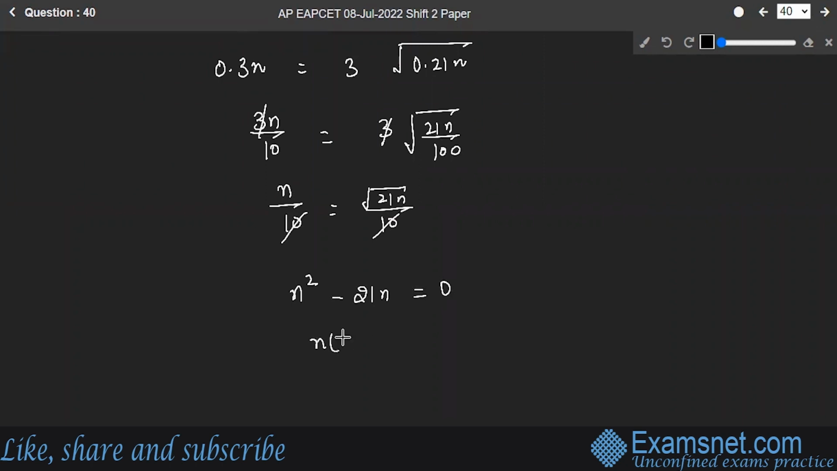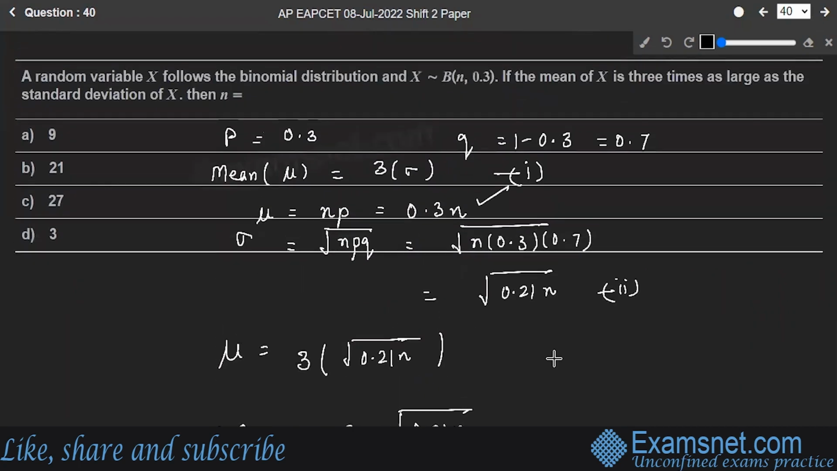equal to 0, or n, either n is equal to 0 or n is equal to 21. n can't be equal to 0. This is not possible. So n will be equal to 21. This is the answer, option B.